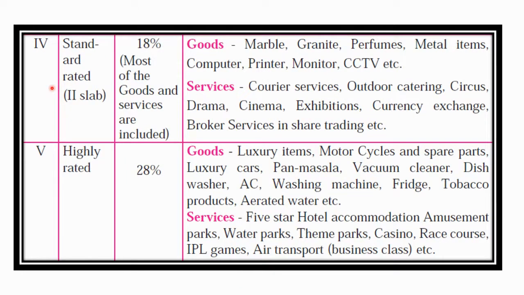The fourth is standard rated, that is the second slab. For goods like marble, granite, perfumes, and services like courier services, outdoor catering, circus, drama, cinema, etc., 18% GST is charged. And the last is called highly rated, where 28% GST is charged. Here goods are luxury items like motorcycles, washing machine, fridge, etc., and services like staying in a 5-star hotel, visiting amusement parks, water parks, flight travel, air transport, etc. These are luxurious items, and they come under highly rated, hence 28% GST is charged.